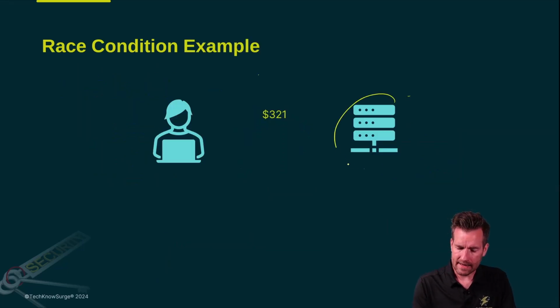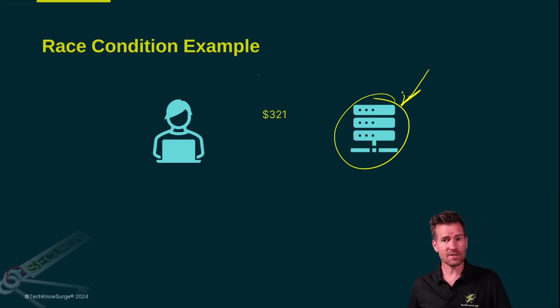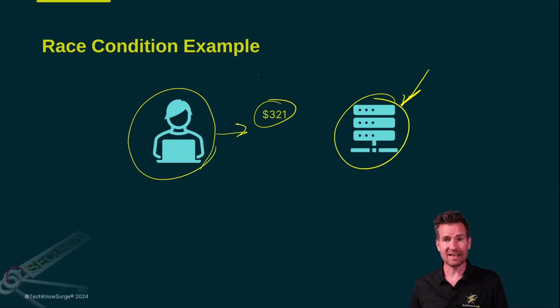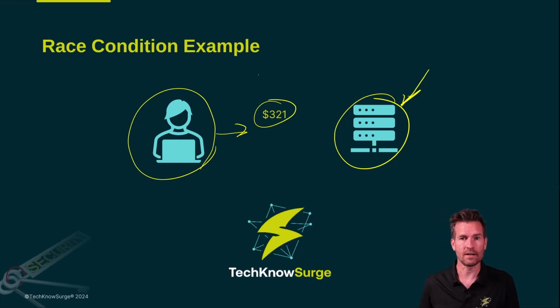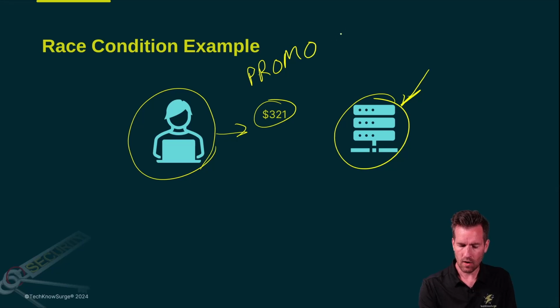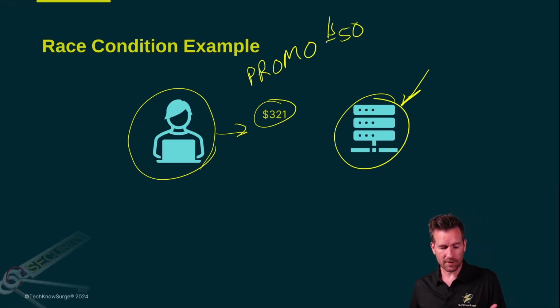Let's say we're running an e-commerce site, and this e-commerce site sells a lot of different products. One of the products that we sell is worth $321. A user comes to our site that's interested in this product that costs $321. To get this user to purchase right now, we're going to show them a promo code. We're going to say that if during checkout you type in promo, you are going to get $50 off. And that is hopefully going to prompt this user into buying this product.